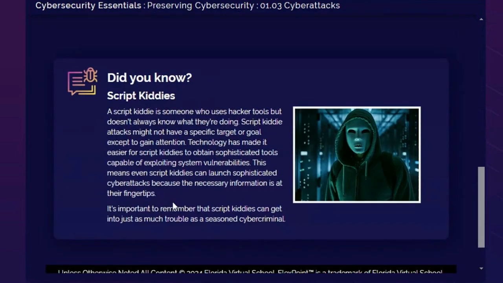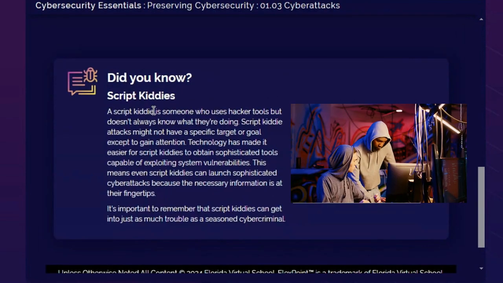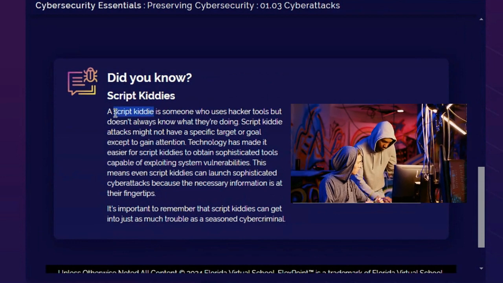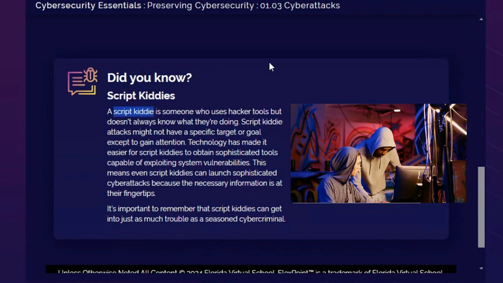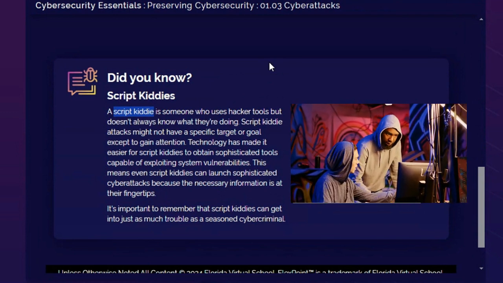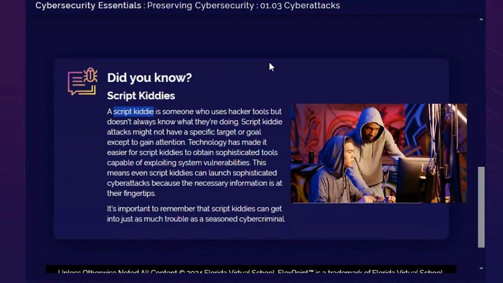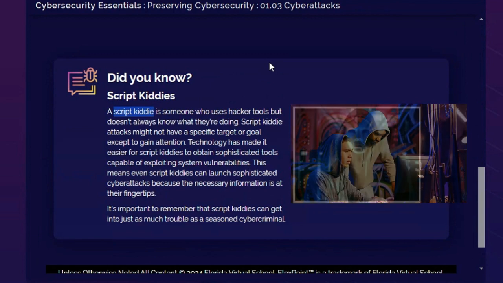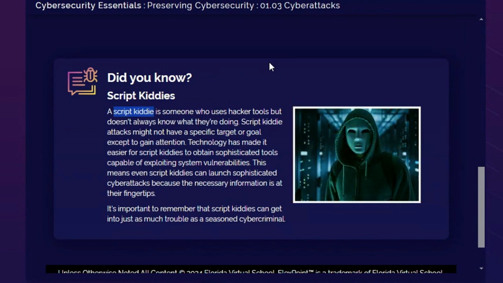Did you know about script kiddies? A script kiddie, all kinds of interesting computer terms. Someone who uses hacker tools but doesn't really know what they're doing. And there's a lot of those out there. Script kiddie attacks might not have a specific target or goal except just to get attention. Technology has made it easier for script kiddies to obtain sophisticated tools capable of exploiting system vulnerabilities. This means even script kiddies can launch sophisticated cyber attacks because the necessary information is at their fingertips.